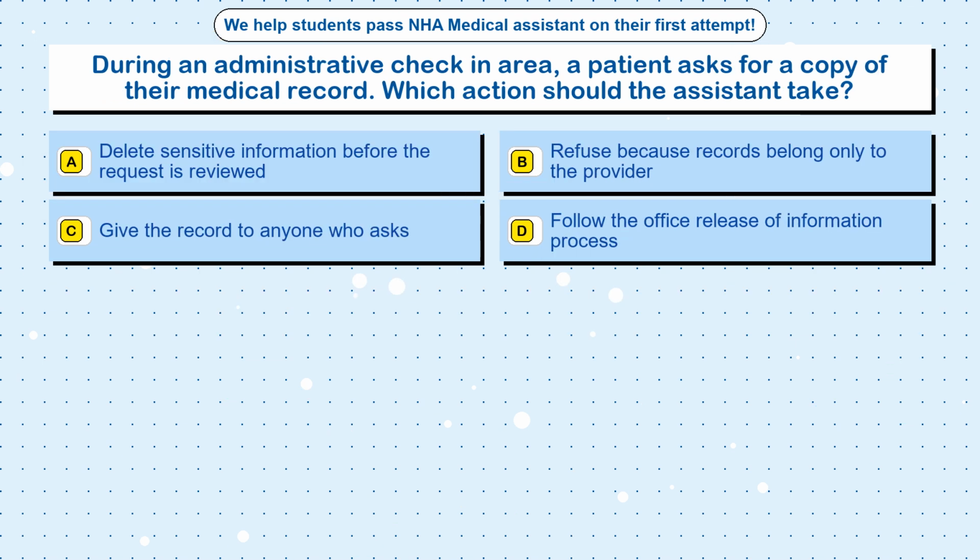Question 77. During an administrative check-in area, a patient asks for a copy of their medical record. Which action should the assistant take?